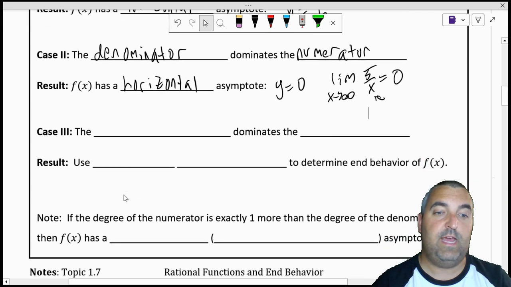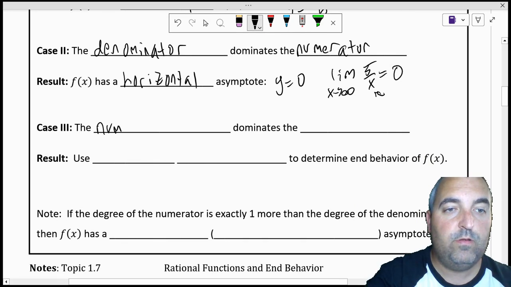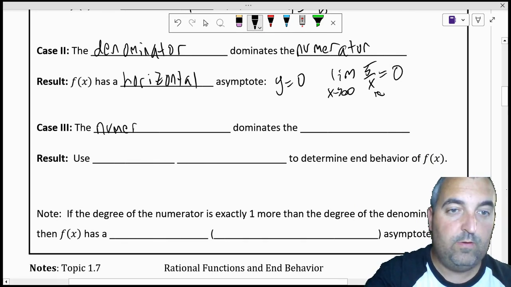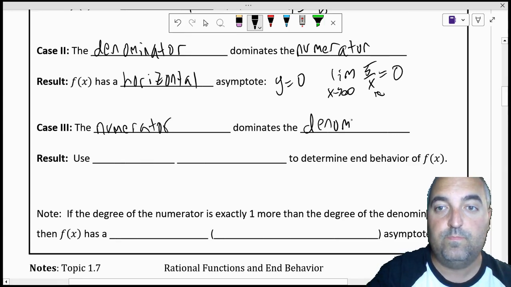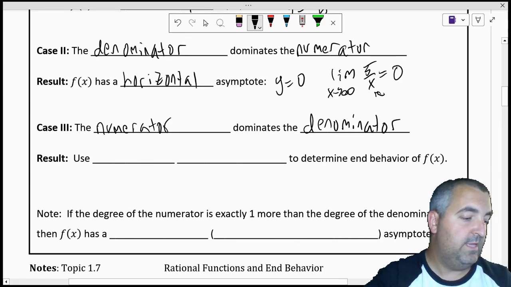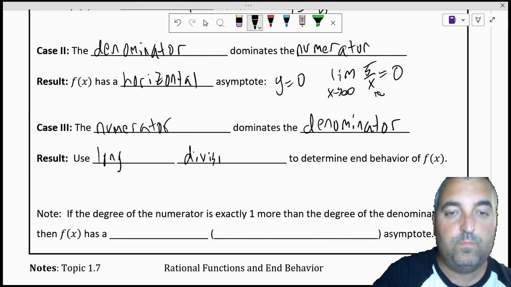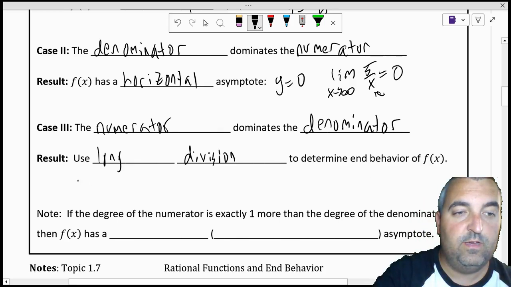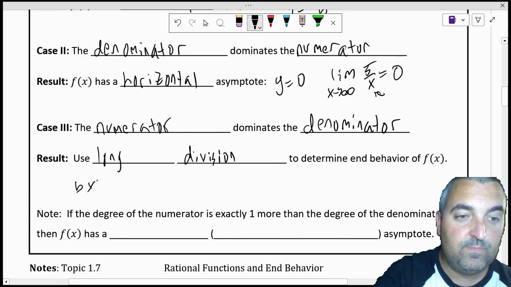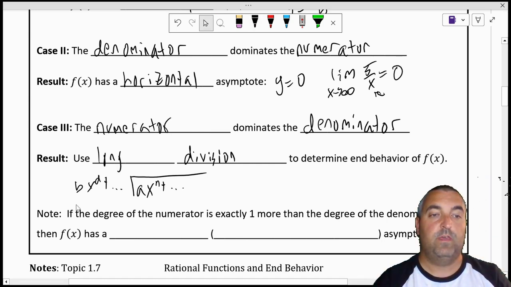All right, and then our last case is when the numerator dominates the denominator. Okay, this case, we're going to use long division to determine the end behavior of f of x. So you're going to take the denominator, put it on the outside, numerator, put it on the inside, and do the long division.